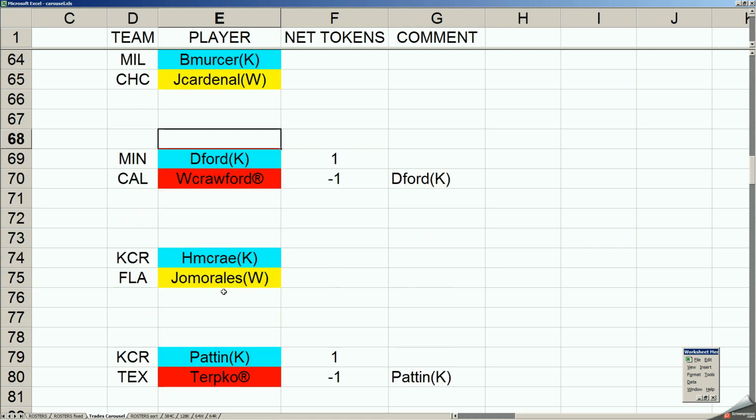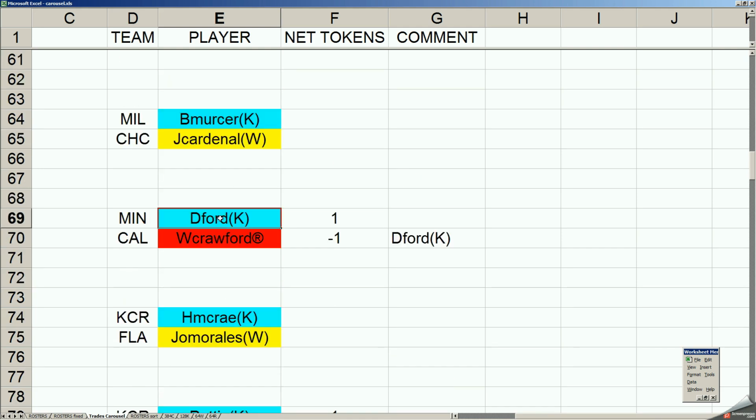Now here's the first instance again where we see a keeper: Minnesota sending Dan Ford to the Angels for a retired Willie Crawford. That is worth a token because Dan Ford actually plays for the Angels and is a productive player for their 1979 and 1982 teams in the outfield. Two seasons where the Angels won the American League West and almost made it to the World Series. So that was worth a token to me.